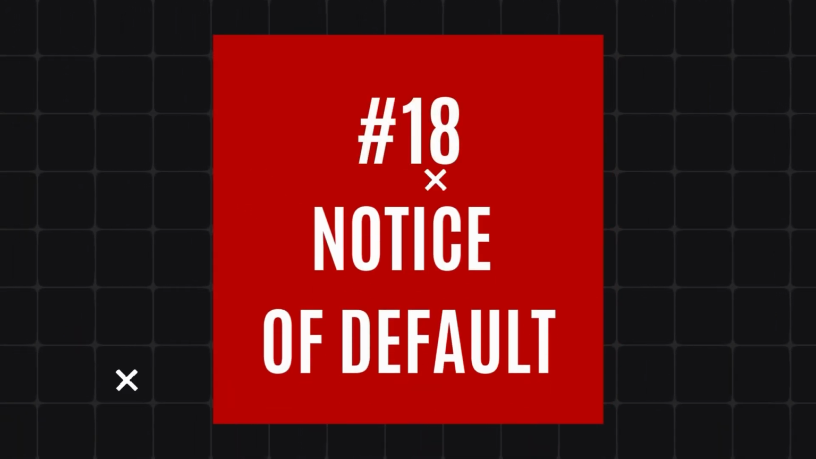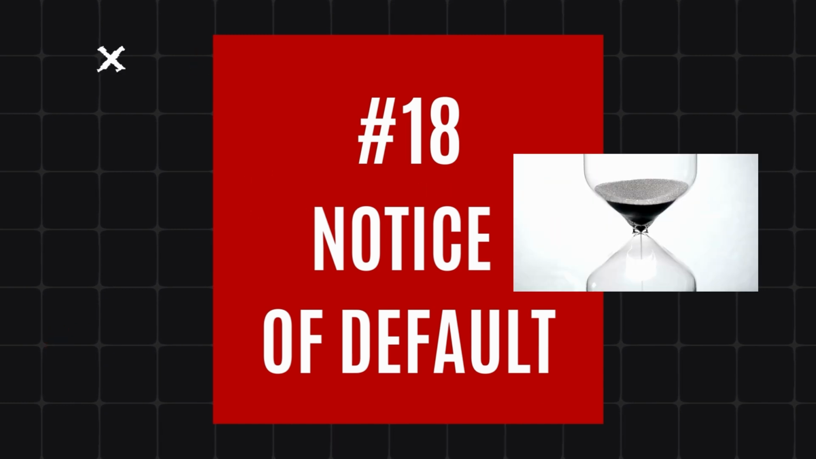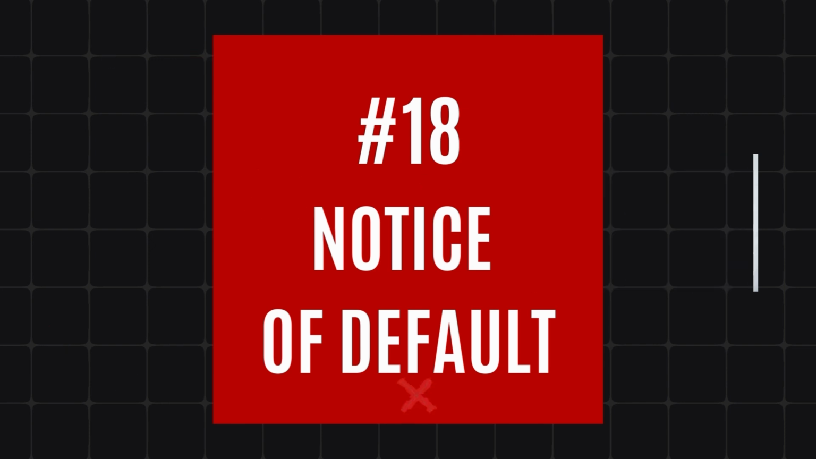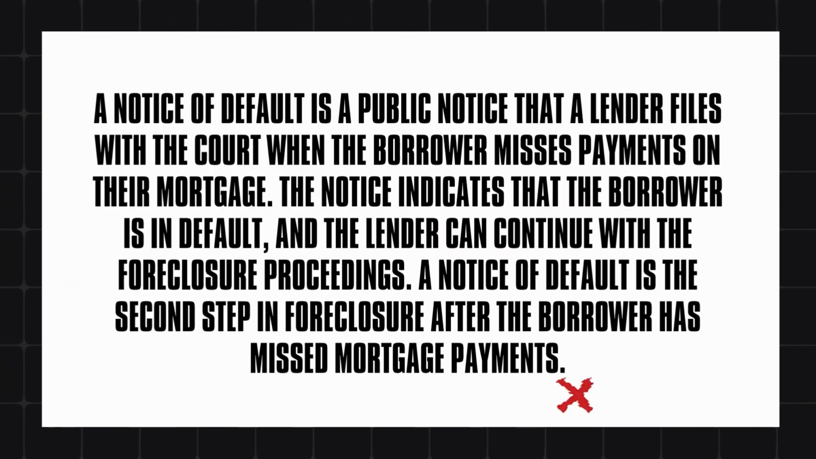Another term on deck. Notice of default. Go ahead, think about it for a couple seconds. A notice of default is a public warning that a lender issues when a borrower falls behind on mortgage payments. Filed in court, it signals that the borrower is in default, allowing the lender to proceed with foreclosure. This notice is the second phase in the foreclosure process, following a borrower's failure to make their mortgage payments on time.